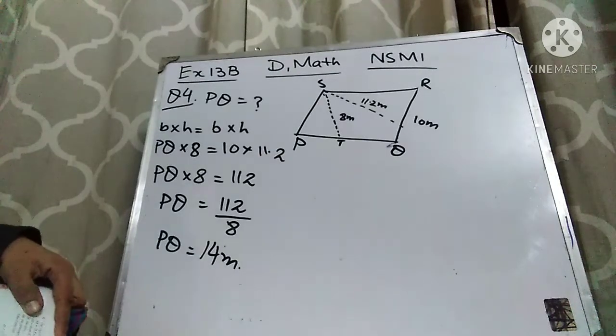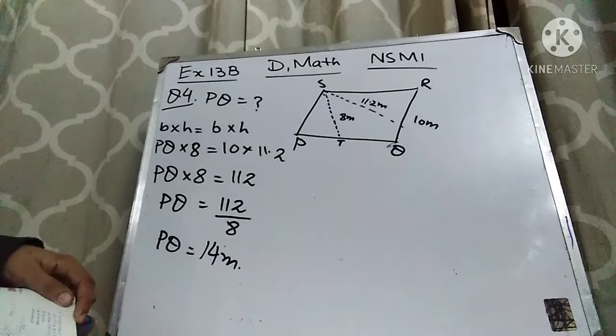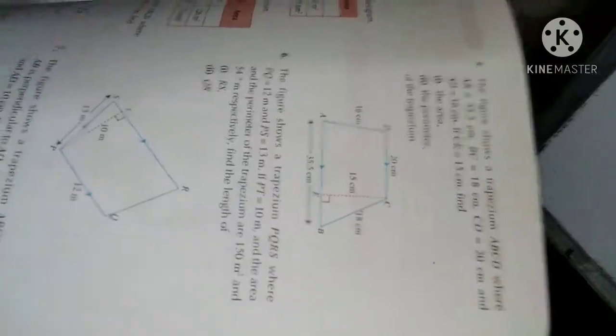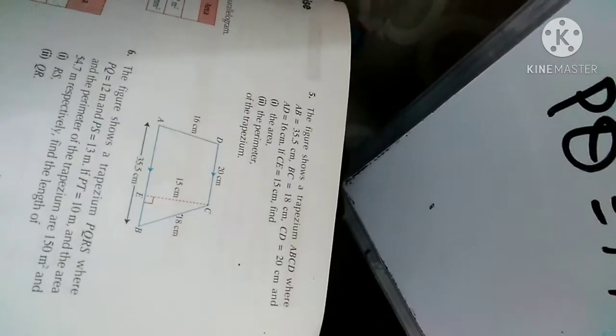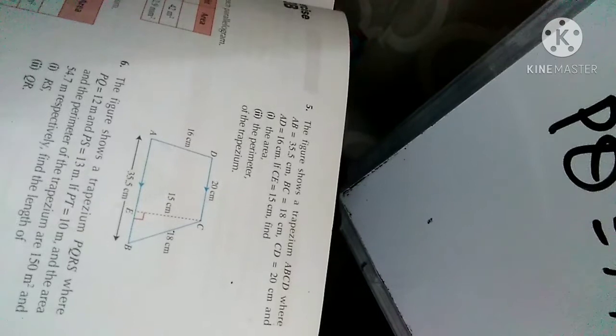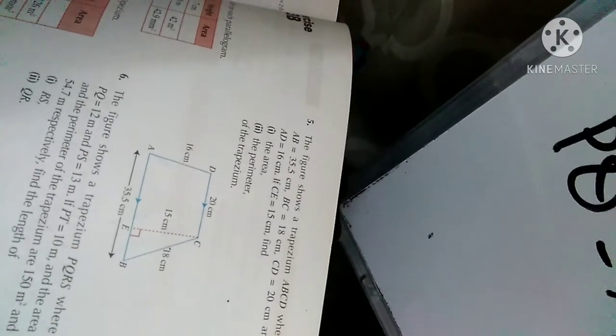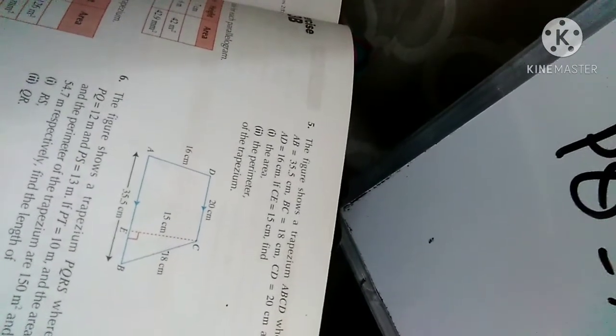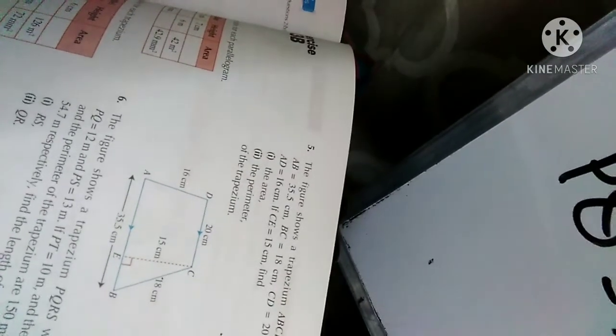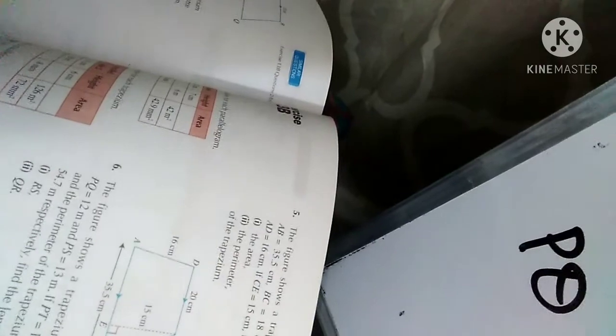Okay students, now let's move forward to question number 5. I'm going to show you a question. Question number 5 is: the figure shows a trapezium ABCD where AB is equal to 35.5 cm, BC is equal to 18 cm, CD is equal to 20 cm, and AD is equal to 16 cm. If C is equal to 15 cm, find the area and the perimeter of the trapezium.